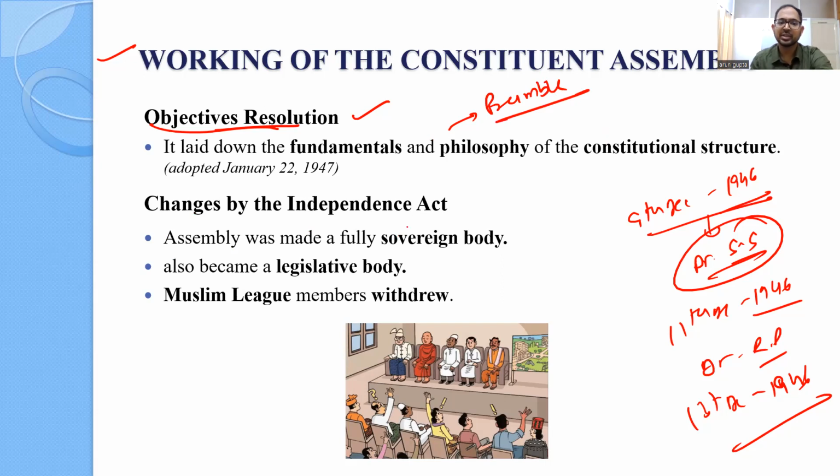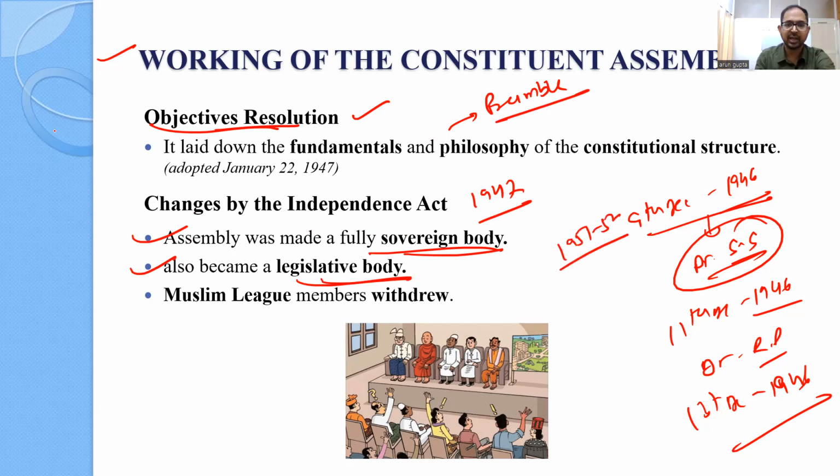So what were the changes brought by the Independence of India Act 1947? The assembly was made a fully sovereign body, because India is now independent. The assembly can work as per its convenience, and it was also made a legislative body. So the assembly acted as a parliament for India before the elections of 1951-52. So the assembly now had two functions.